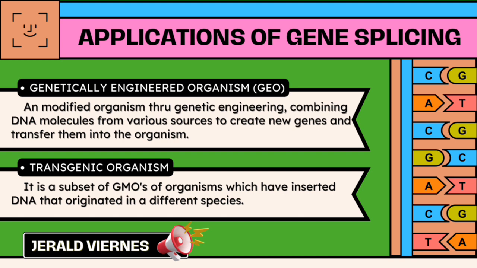Applications of gene splicing. Genetically engineered organism. An organism modified through genetic engineering, combining DNA molecules from various sources to create new genes and transfer them into the organism. Transgenic organism. It is a subset of GMOs, organisms which have inserted DNA that originated in a different species.